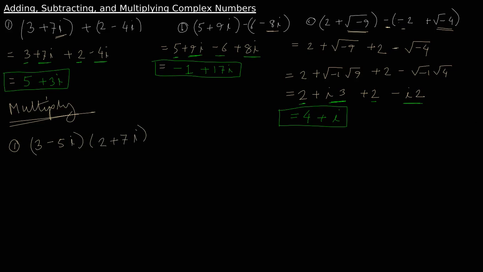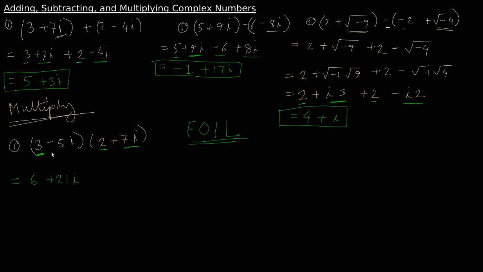We are going to multiply these two numbers, and of course I'm going to use the FOIL method. You are all familiar with that method. So what I'm going to do is first multiply 3 with 2, so it is going to be 6. Then I'm going to multiply 3 with 7i. So 3 multiplied by 7i is plus 21i.